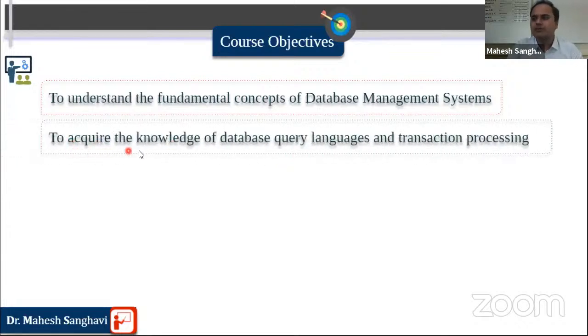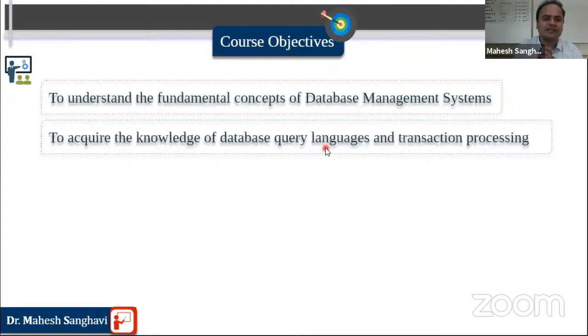Your second objective will be to acquire the knowledge of database query language and transaction processing. Dear friends, what does transaction mean? Suppose you have taken admission to college, right? You have paid fees. When you pay your fees, the amount is deducted from your account and deposited into the college account. This is known as a transaction, where some amount is subtracted from your account and added to the college account. How to handle this entire transaction processing, we will learn.